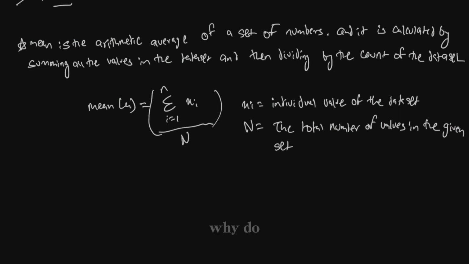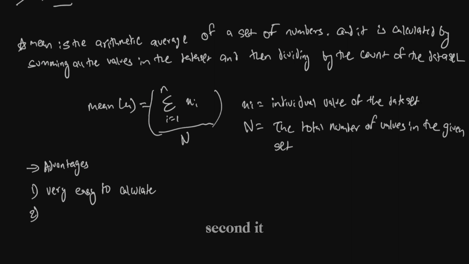Now let's see why we use mean, or let's see the advantages of using mean. First, it is very easy to calculate. Second, it uses all the data points. Why the second point is useful is because it reduces the skewness of the data.